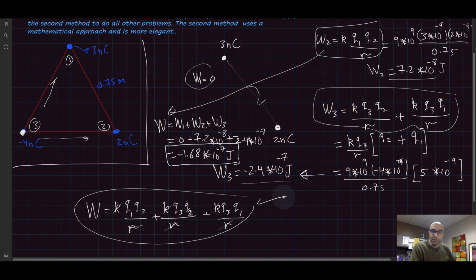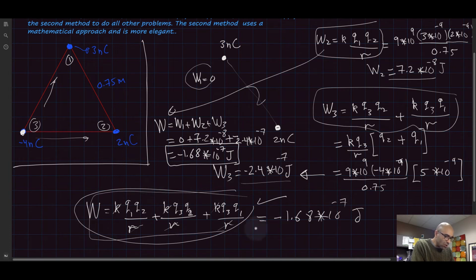And that's how you get the answer very quickly. If you do this, you will find W is equal to minus 1.68 times 10 to minus 7 joules. And that's it for this one. See, you can solve it so easily in almost one step if you know the permutations. You make all the permutations you have: Q1 with Q3, Q1 with Q2, and the last one, Q2 with Q3. And there it is. It's exciting, isn't it?